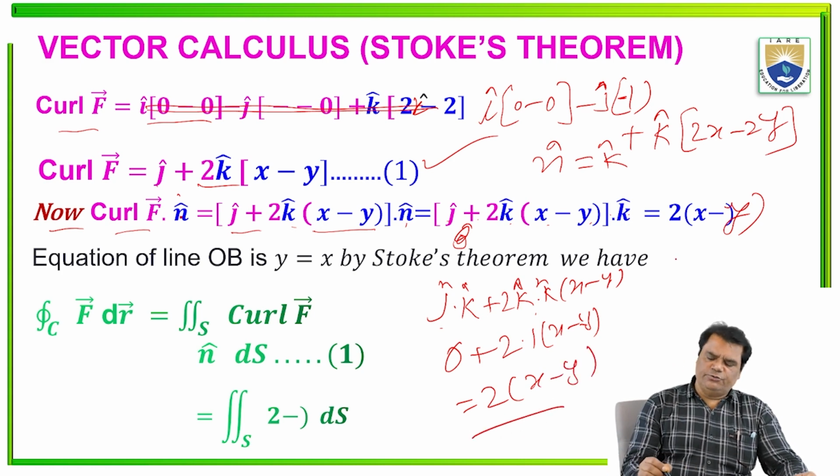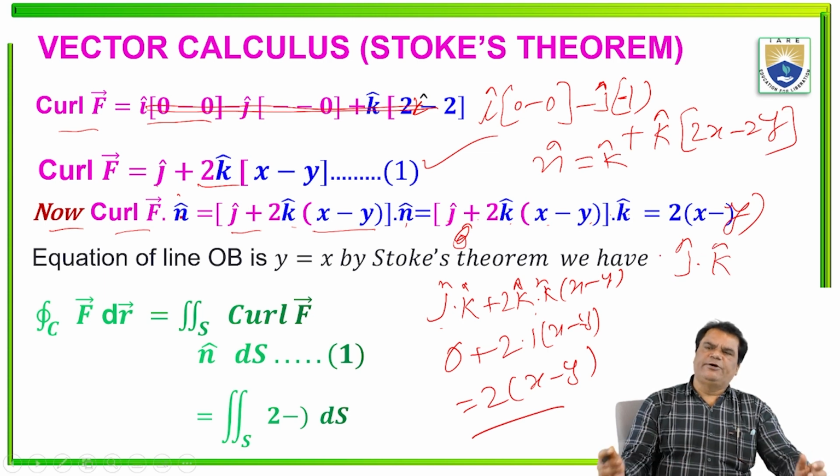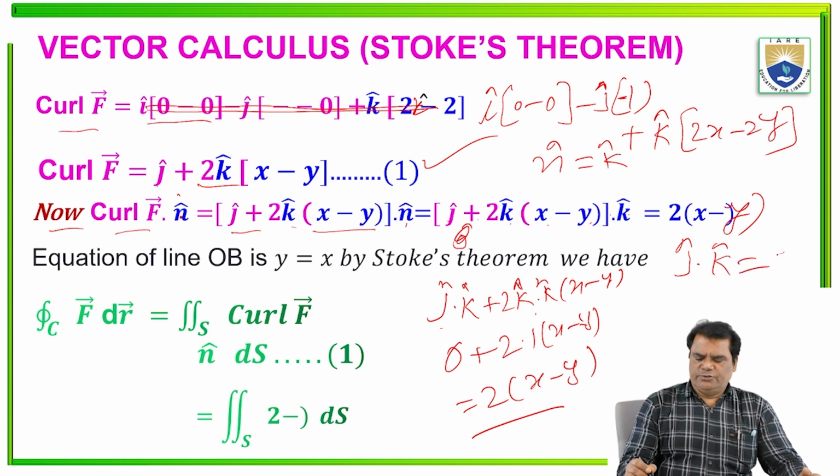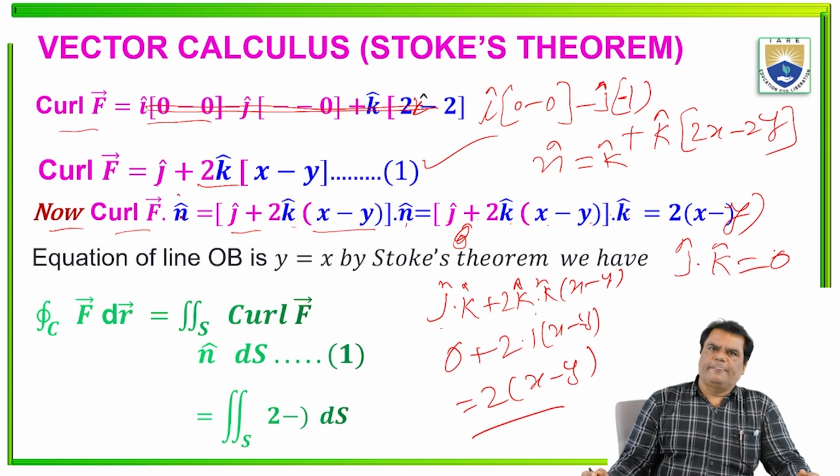J dot k is 0. These are two vectors which are mutually perpendicular, both unit vectors, and the angle between j and k is 90 degrees. So the dot product is 0 here.